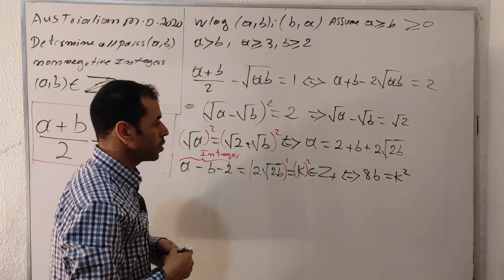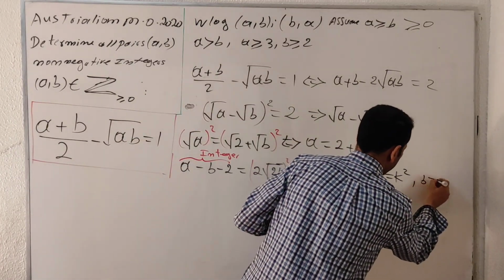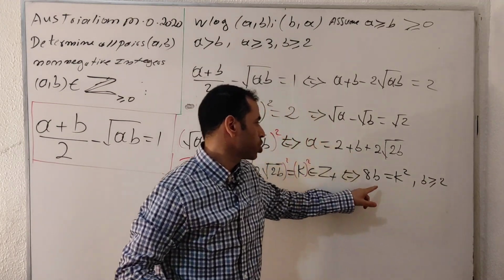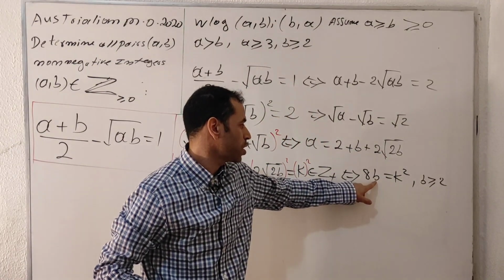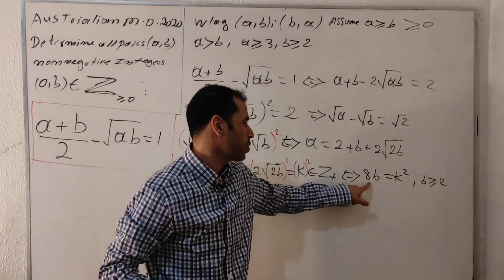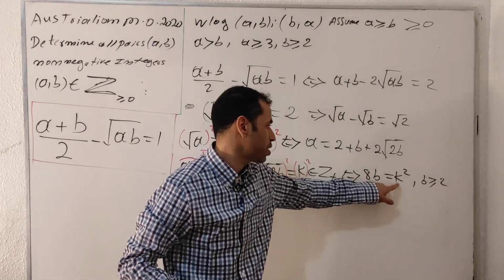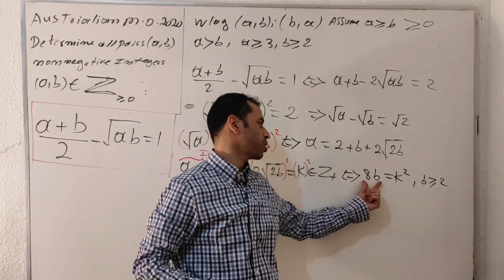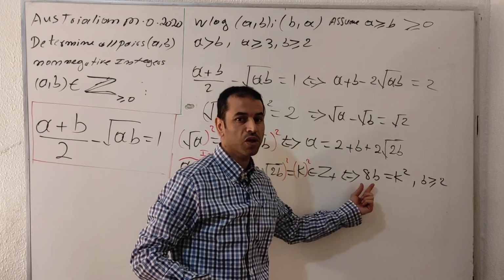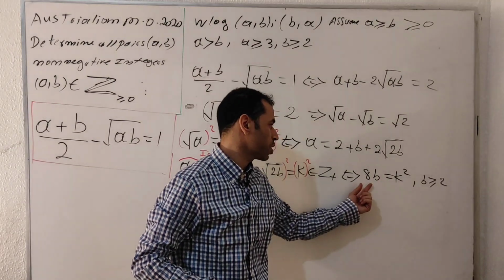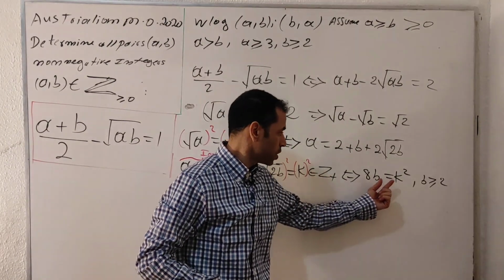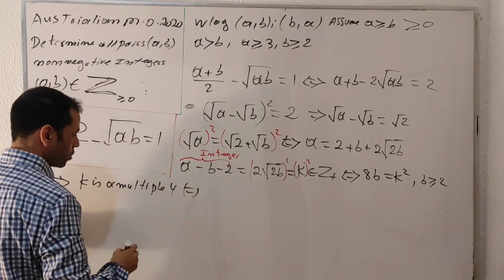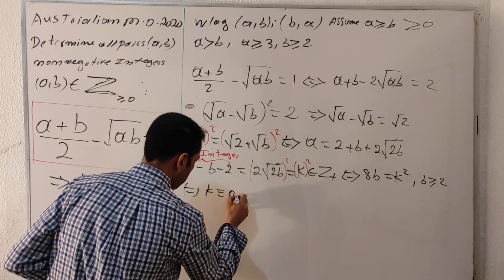Okay, notice b is always greater than or equal to 2. If b is greater than or equal to 2, which means if I replace b here with 2 as a minimum value, I will have 8 multiplied by 2, which is 16. That means k square equals 16 as a minimum value it can take. Which means if I take the square root on both sides, I will get k equals 4, which means k is a multiple of 4. Okay, it's equivalent, k is congruent to 0 mod 4.